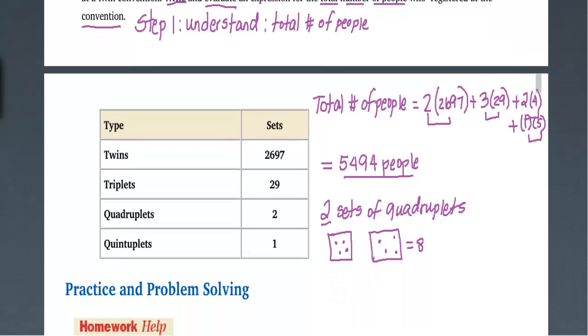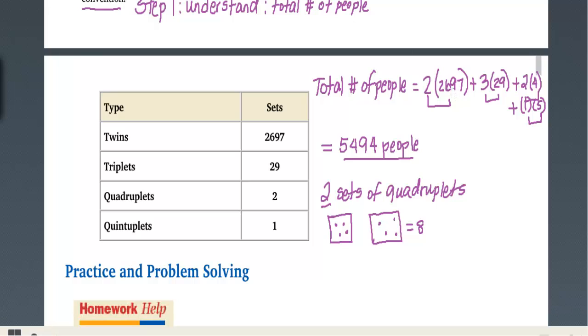Okay? And you can do the same thing for twins. In the case of twins, you have 2,697 sets. I'm not going to be able to draw that amount of sets on this little piece of paper, but you get the idea. There is 2,697 of these sets, and inside each of the sets there's 2 people because they are twins. And that's why I multiply this number by 2.